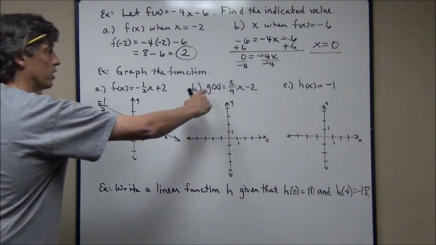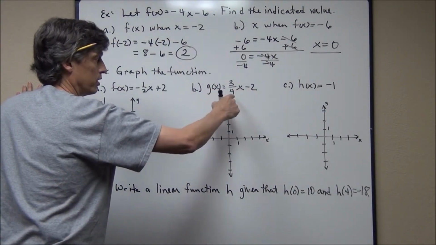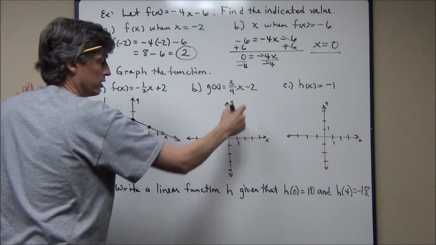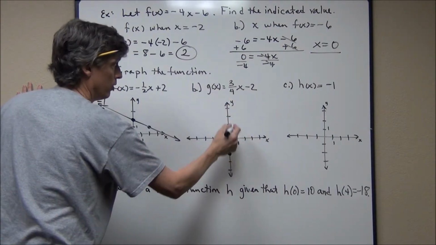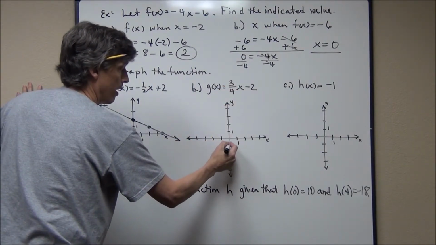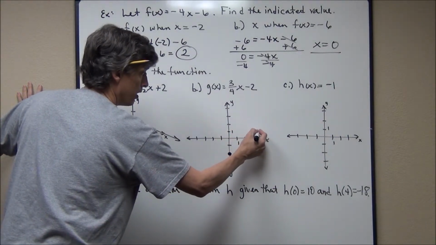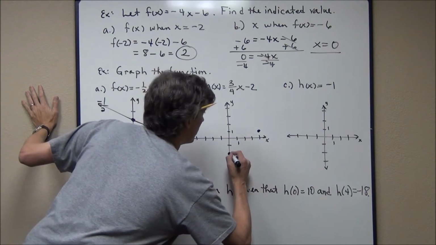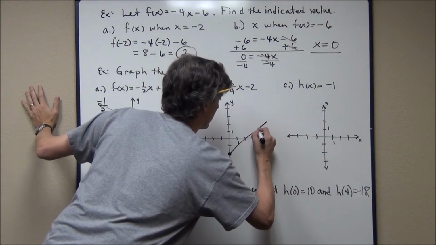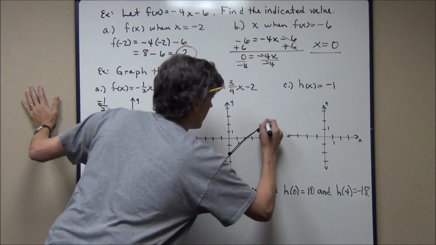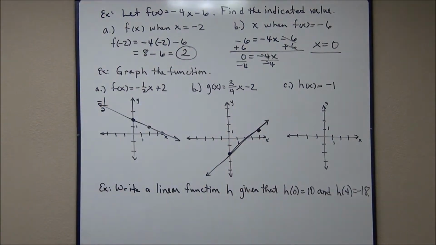Over here, slope-intercept form, just function notation. Slope is 3/4, y-intercept's down here at 0, negative 2. Positive 3/4 means up 3 from the y-intercept, up 1, 2, 3, to the right 4. Got my second point there. Oops, make that a little bit bigger. And that's why you use a straight edge instead of freehanding it.